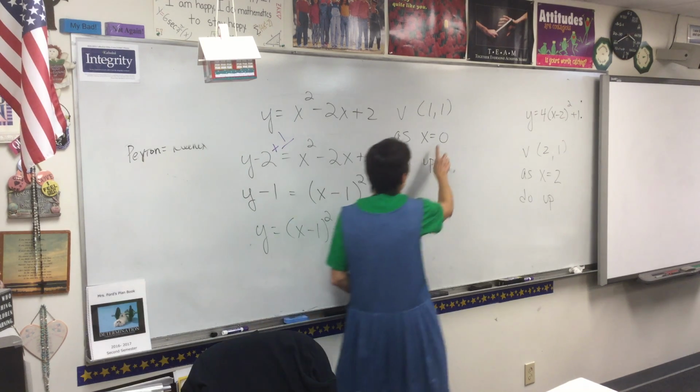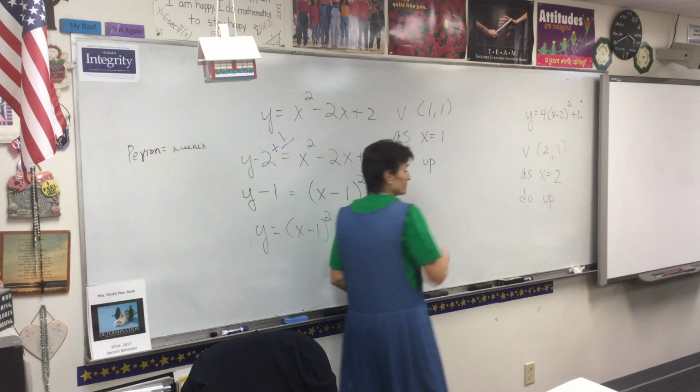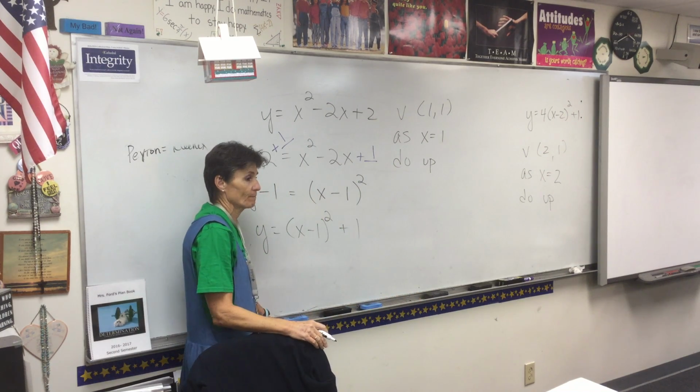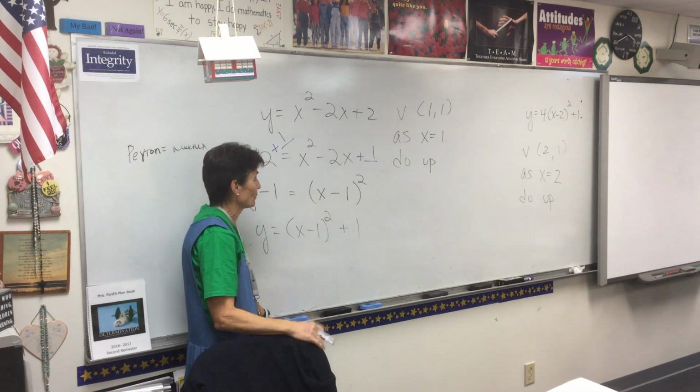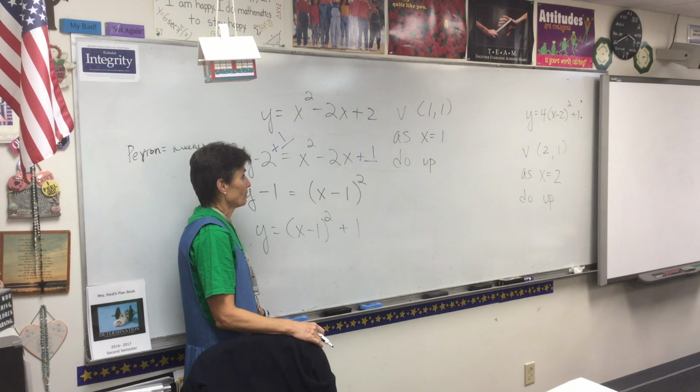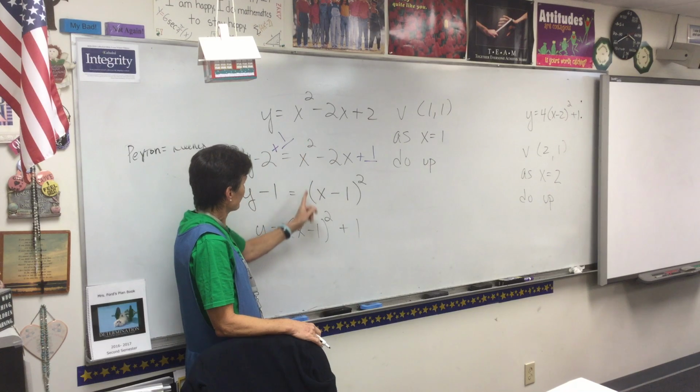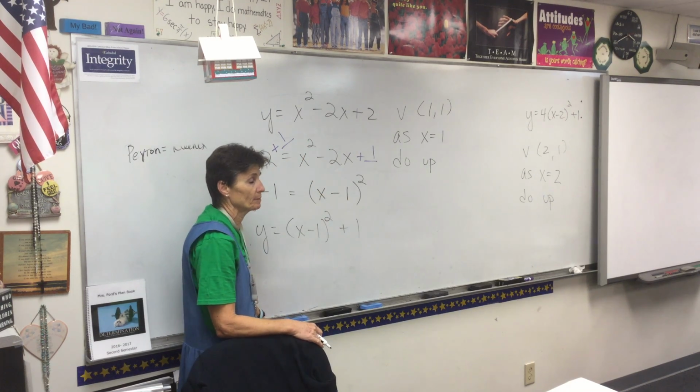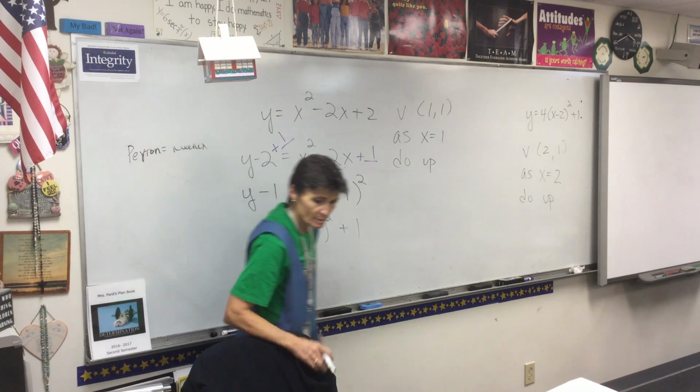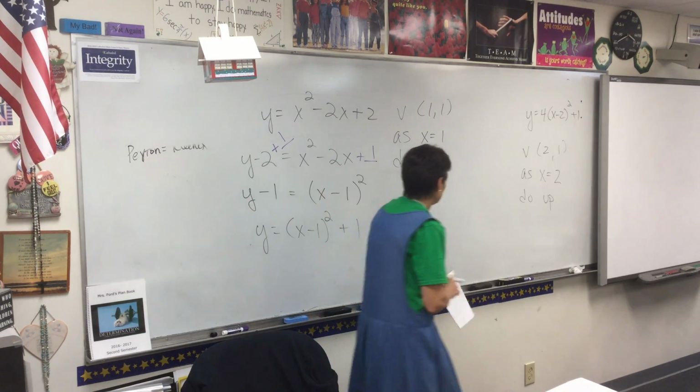Oh, this should be 0. I don't know why I said 0. It's 1. It's X equals 1. You're right, Matthew. That's what he said. I wrote the wrong thing. So, what was I saying? As long as there's no negative out here, it's going to be always opening up. Always opening up. That wasn't too bad. Let's try the next one.